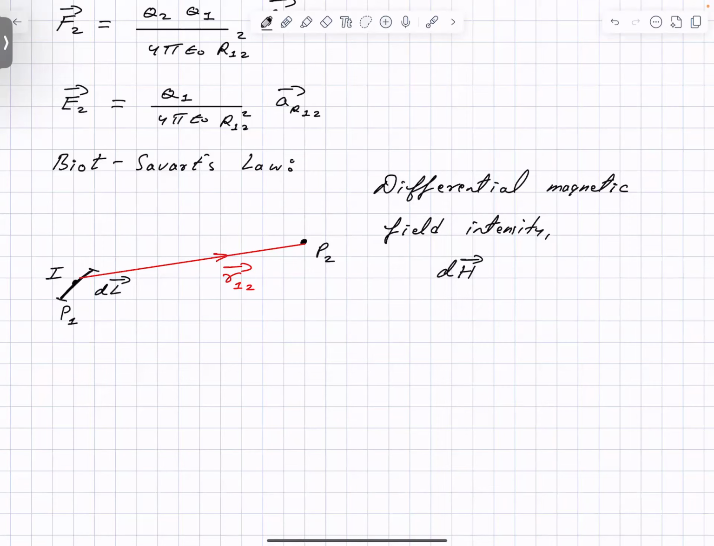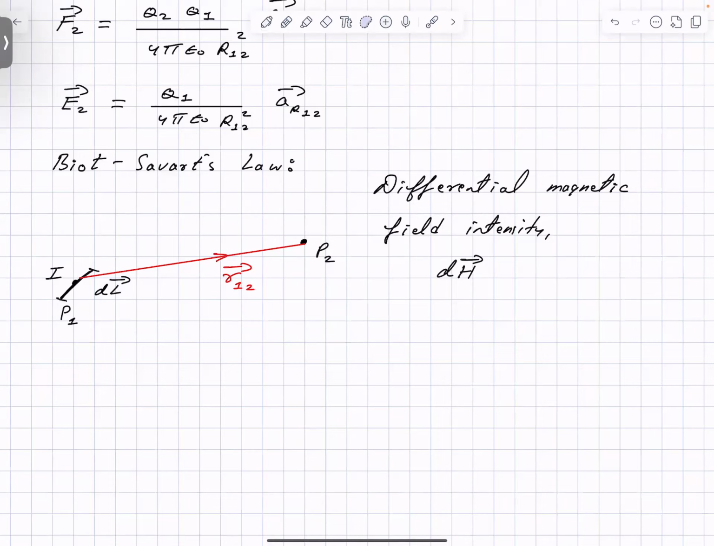This DH will depend on the length of that current carrying conductor. It depends on the magnitude of the current. It depends on the distance. It's inversely proportional to the square of the distance between the current and the point where we're measuring the magnetic field intensity. And it also depends on the angle between the DL and the line R12.